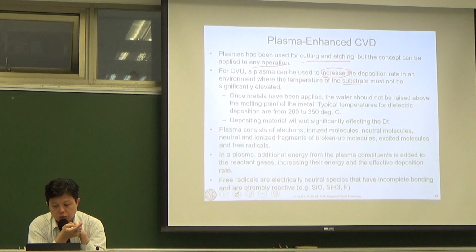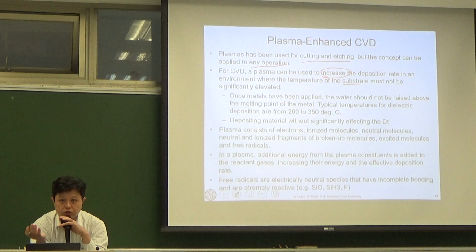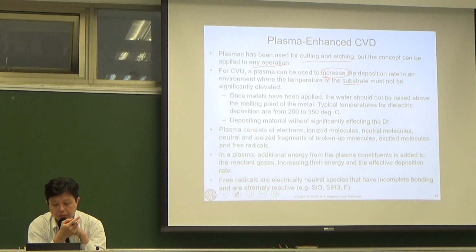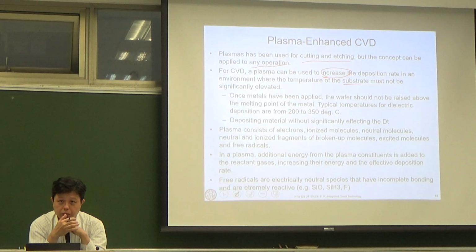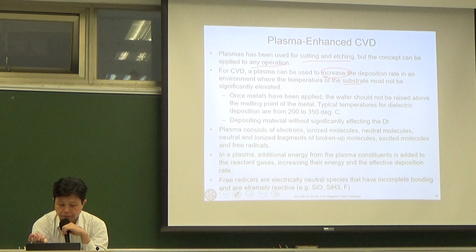Okay, so we try to avoid that when we talk about the back-end process. Once we finish all the metallization, we try to maintain the temperature as low as possible in all the processes, which includes thin film deposition. Right? We try to lower the temperatures. But in order to reduce the temperature and maintain the high quality of your film, plasma enhanced CVD would be the better way to do this. Okay.